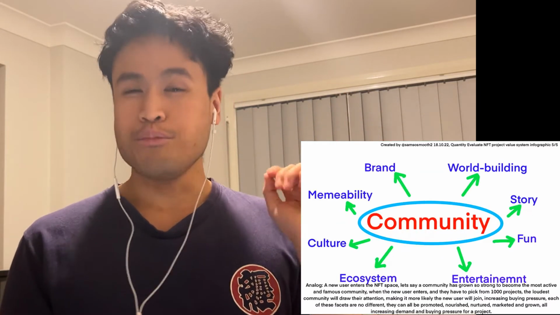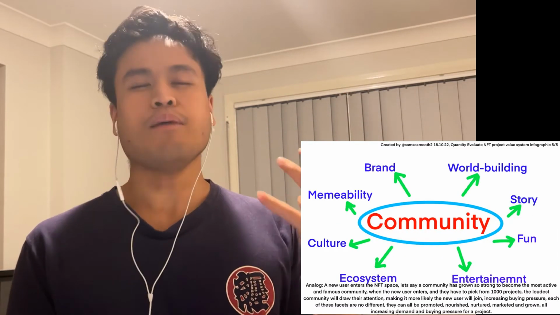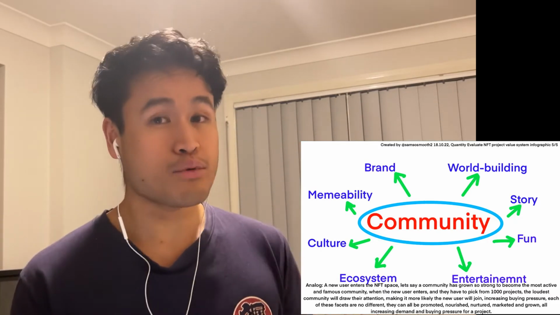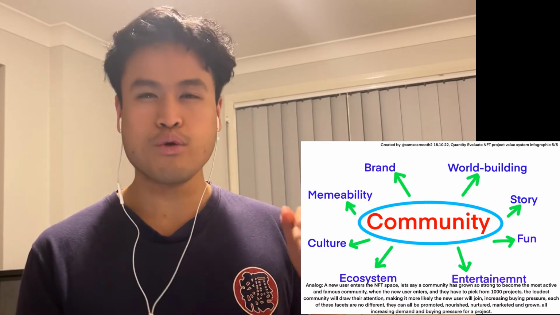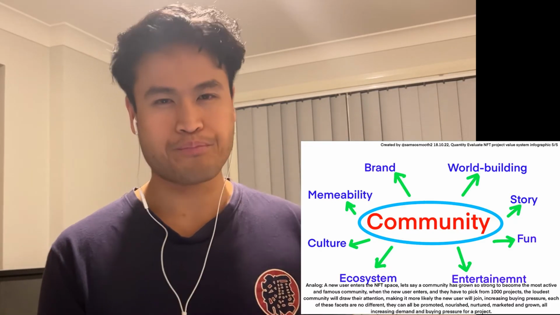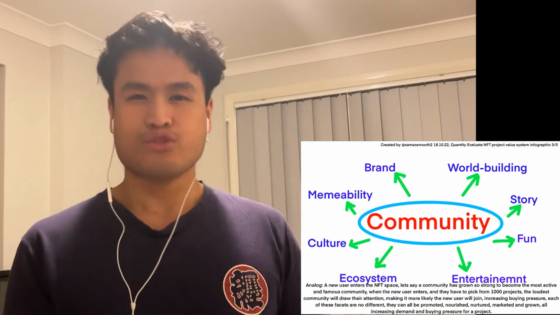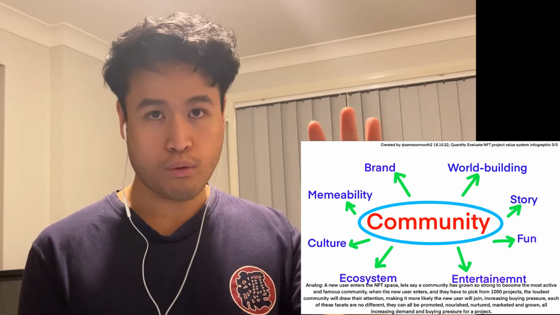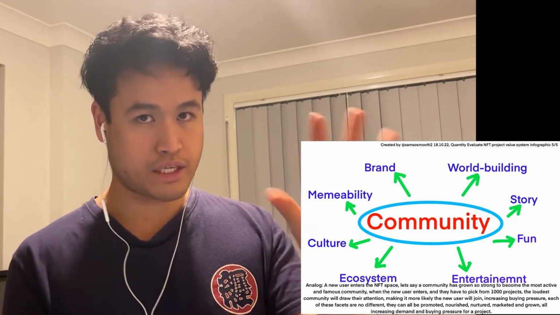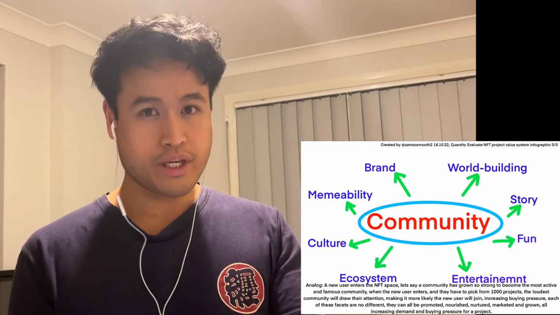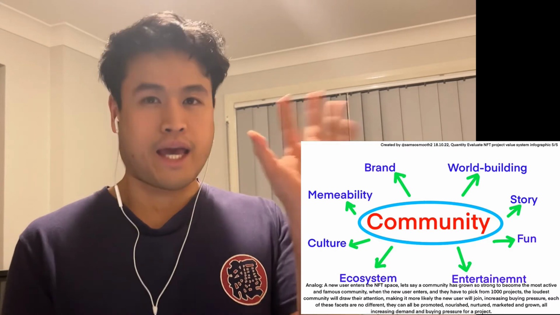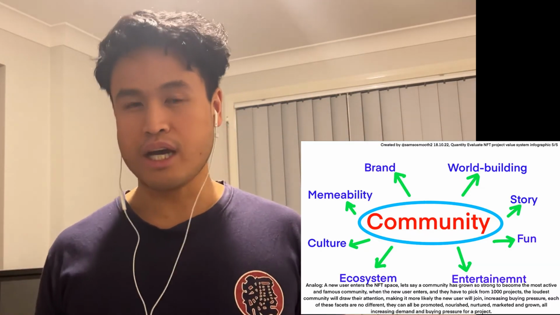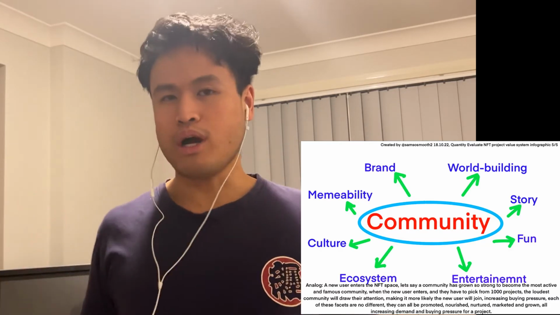Section 5, community. You want to look for 8 subcategories, which the stronger they are, the more valuable it is for a project and the more in demand the project can be. 1. Brand. 2. World building. 3. Memeability. 4. Culture. 5. Ecosystem. 6. Story. 7. Fun. 8. Entertainment. The more these community subcategories are grown, the more valuable a project.